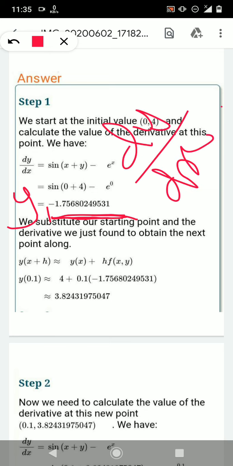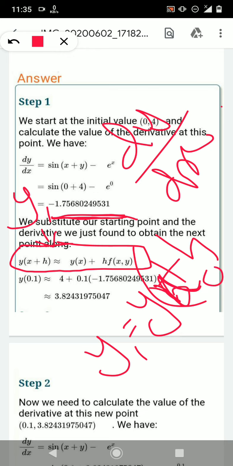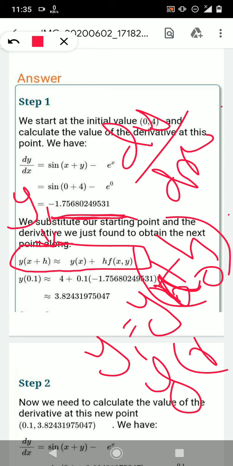Then we make use of Euler's equation to find y1. y1 is equal to y0 plus h times the function value at x0 plus h.